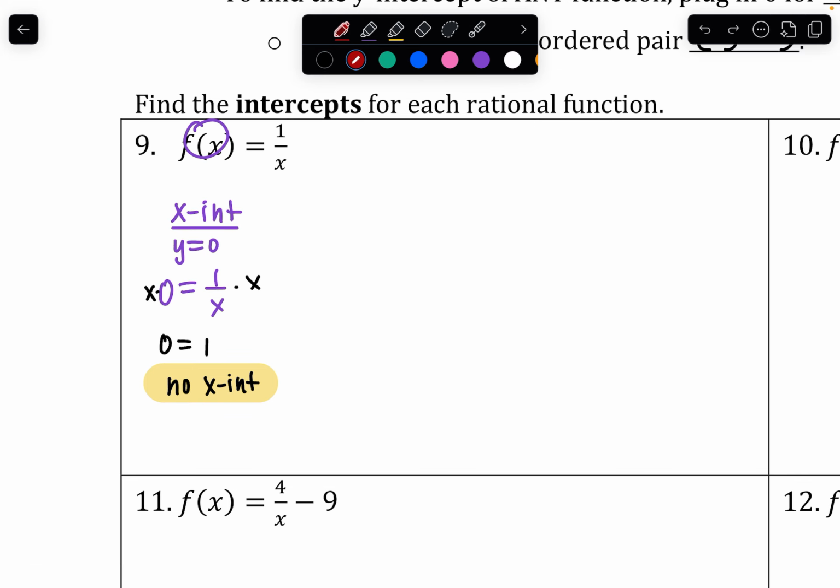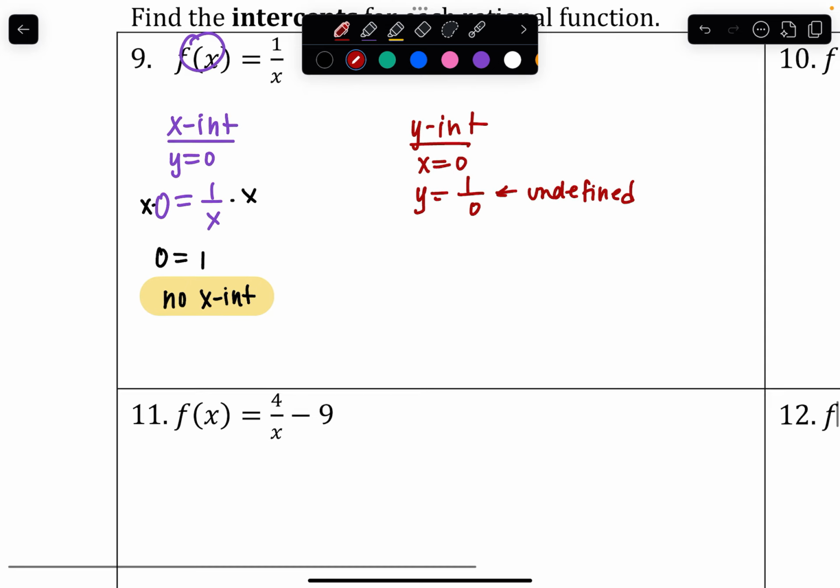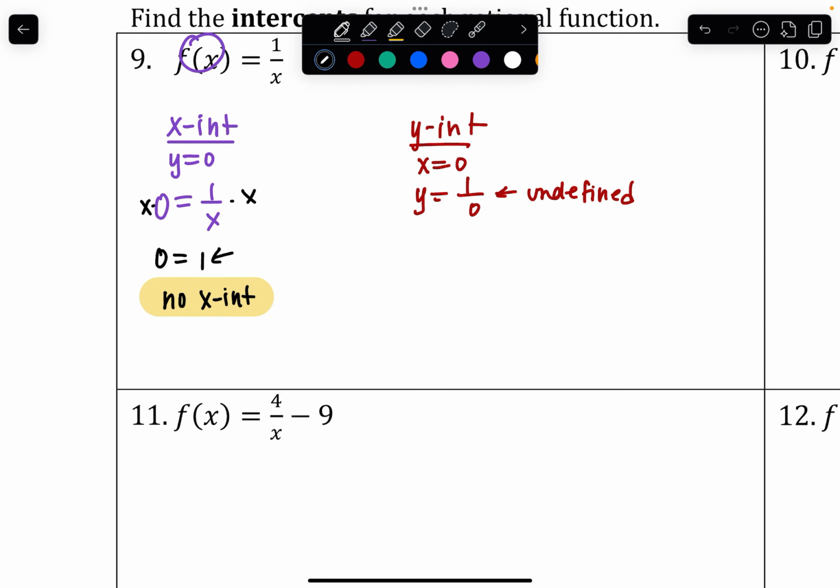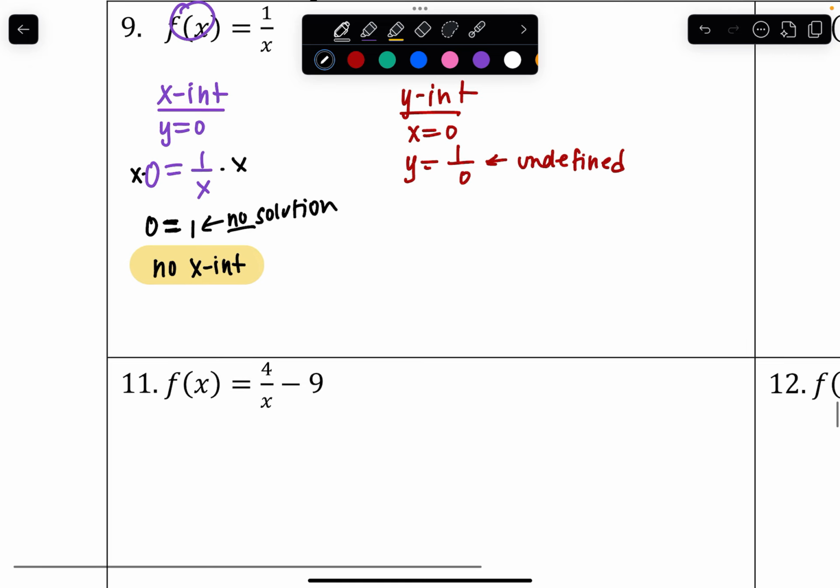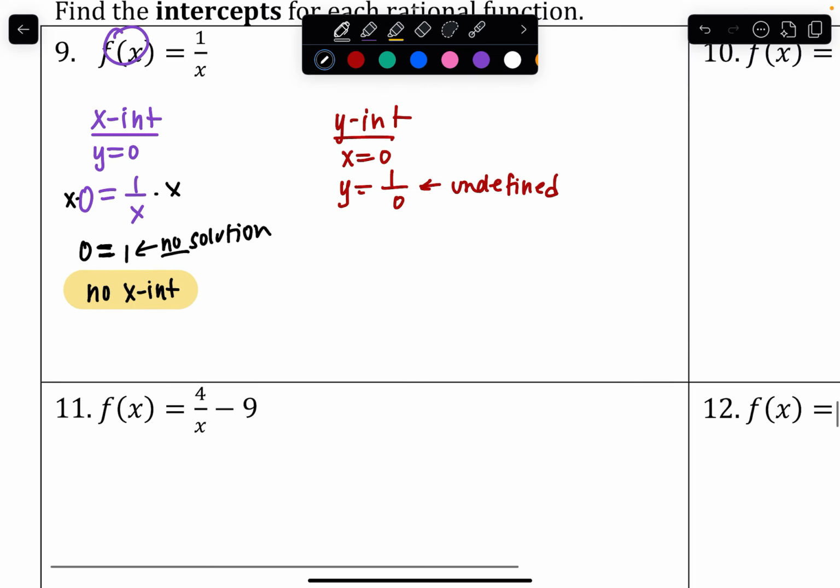Okay, something similar happens with the y-intercept. Here we're plugging in x equals 0, and so my function would become 1 over 0, which of course is undefined. You can't have 0 in the denominator. So because we have an undefined expression, we ended up with no solution. Because 0 can't ever equal 1. Our variable disappeared and left us with a false statement. Here we're left with an undefined expression, and so also no y-intercept.